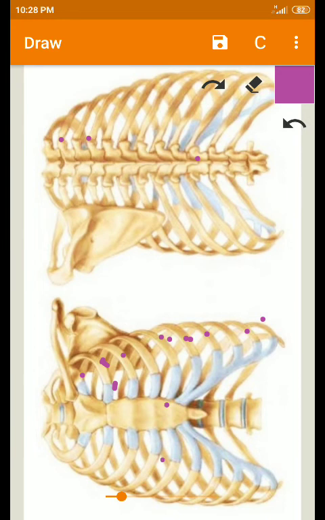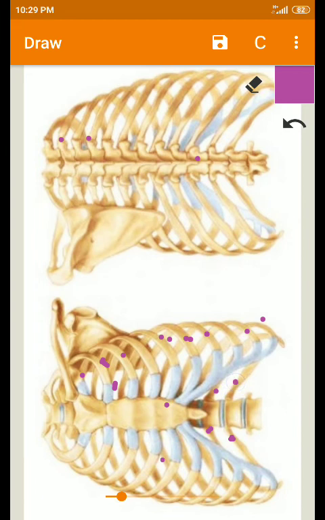Next, the anterior ends of the 11th and 12th ribs are free. If you see this, there are only 10 here. So here we can see the 11th and 12th. This one is the 12th rib, and this one is the 11th. The 11th and 12th ribs don't have any connection on the anterior side, so these ribs are free.